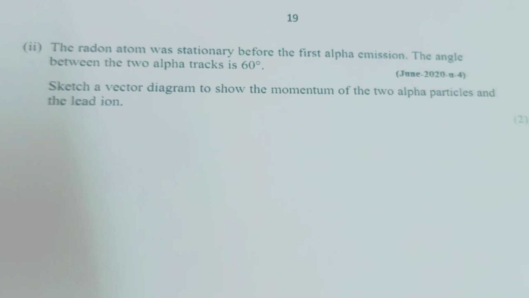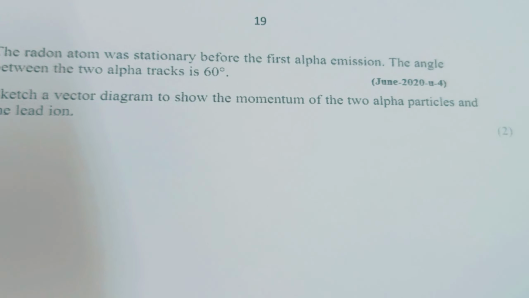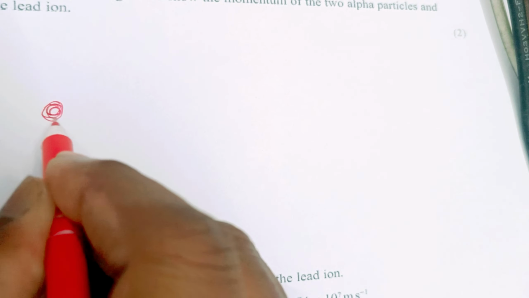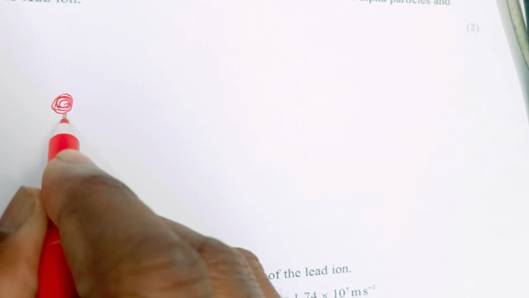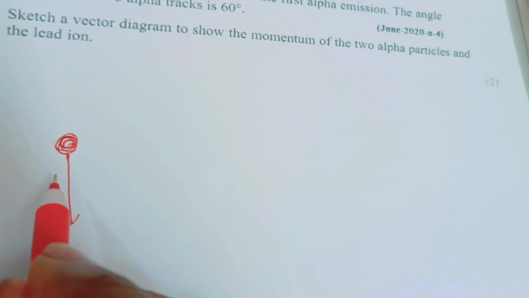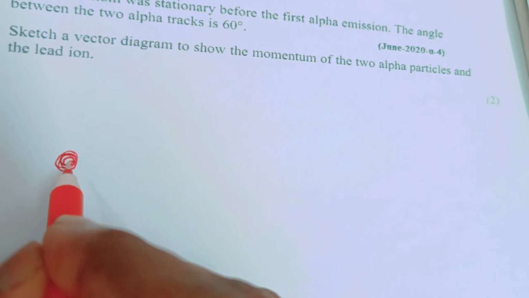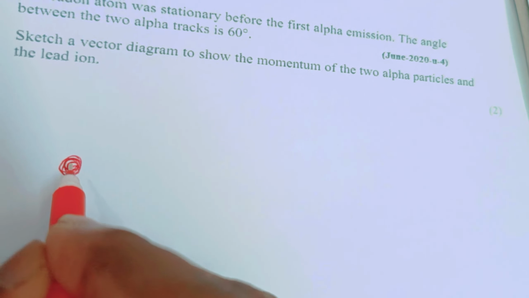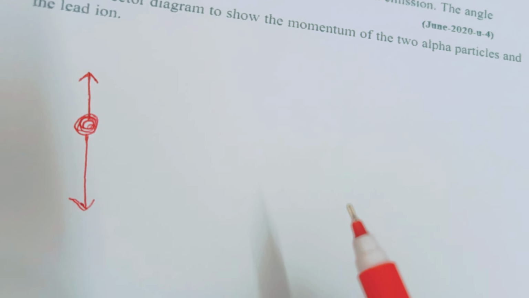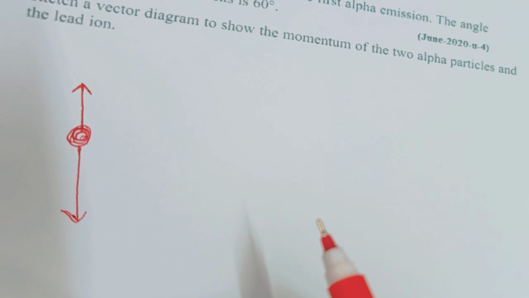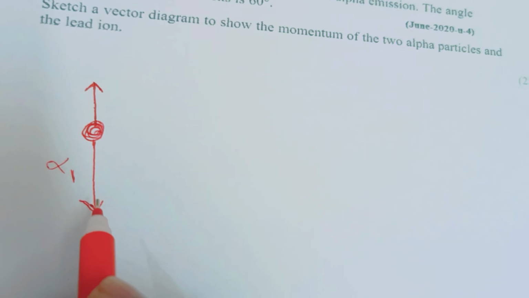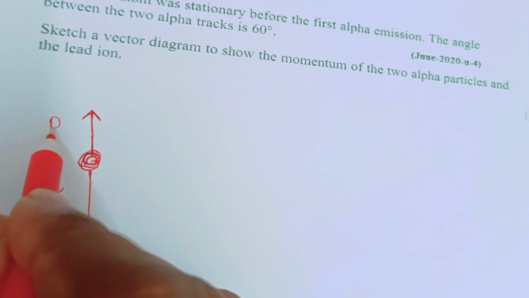According to the question, radon decays by emitting an alpha particle, producing a polonium nucleus. Initially radon is at rest and produces an alpha particle, and according to the question the alpha particle moves in this direction. As radon is at rest, to equalize the momentum, the produced polonium moves in the upward direction, because momentum before decay is 0, and momentum after decay would also be 0. So this one is for alpha 1 and the upper one would be for polonium.